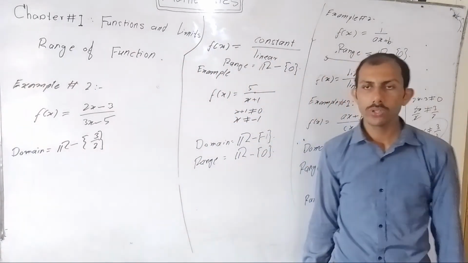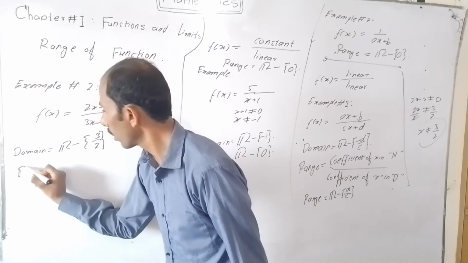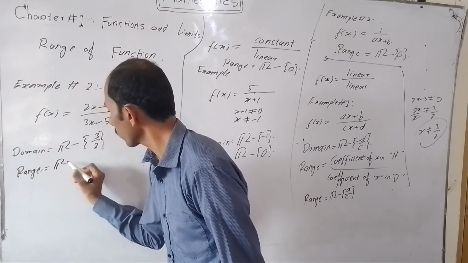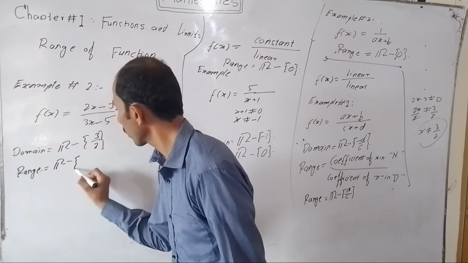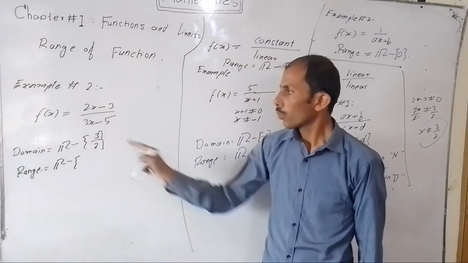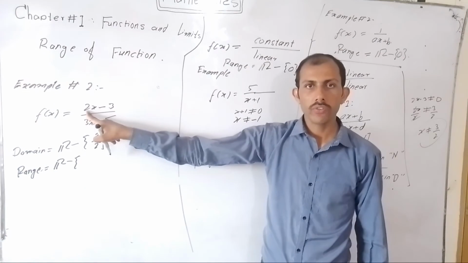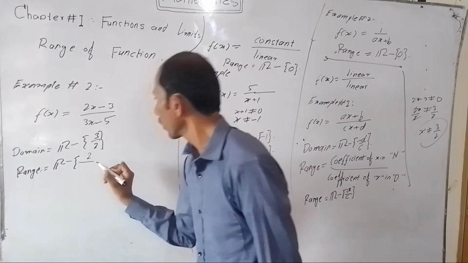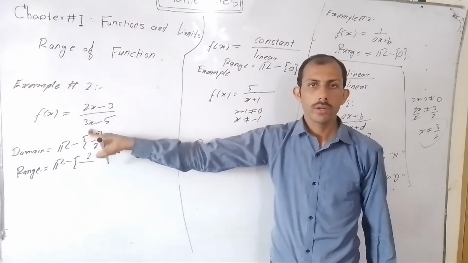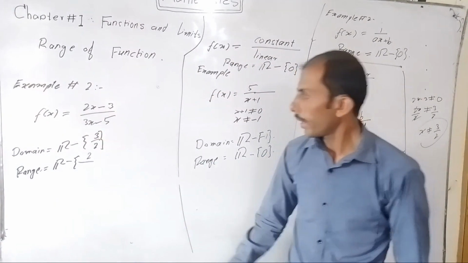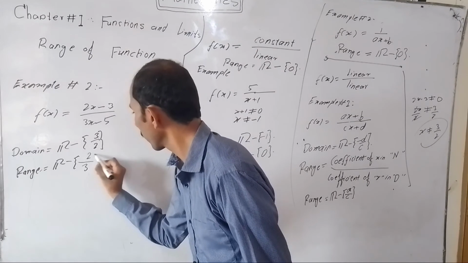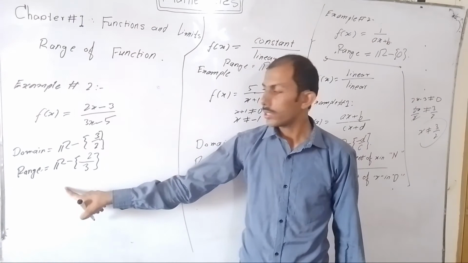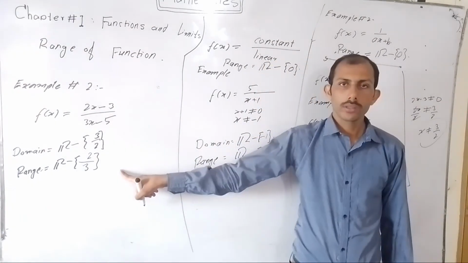Next, range of function. Range is equal to all real numbers other than: coefficient of x in the numerator is 2, coefficient of x in the denominator is 3. So range is equal to all real numbers other than 2 divided by 3.